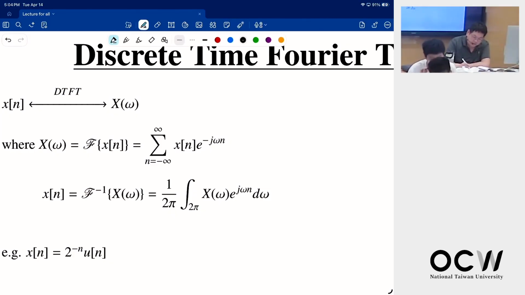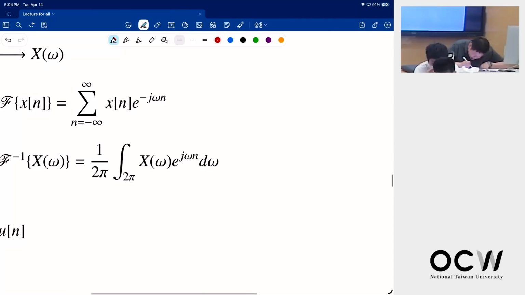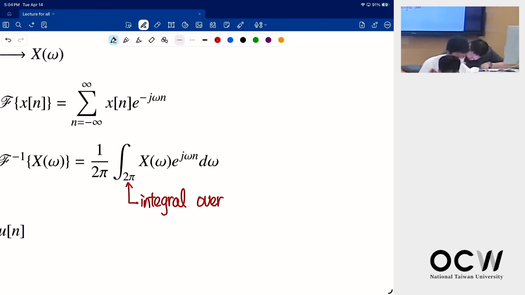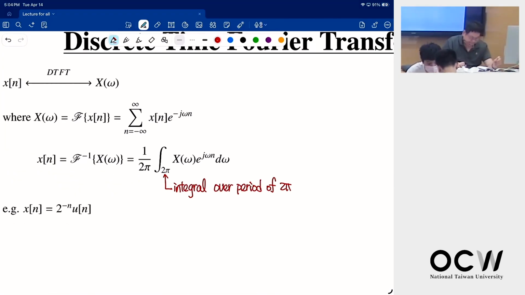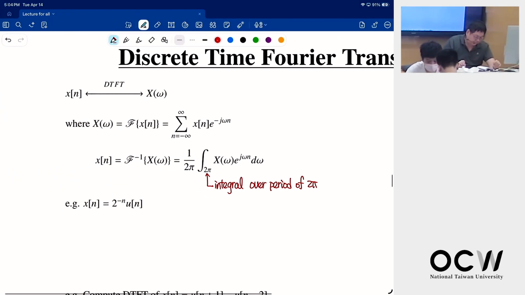Okay. So let's write it down. The integral over period of 2 pi. Let's just see some examples and then explain it.